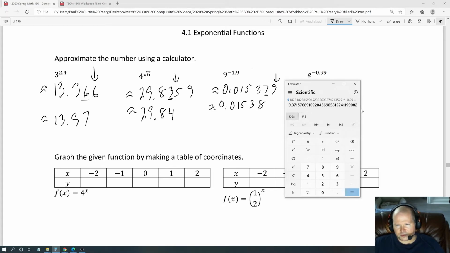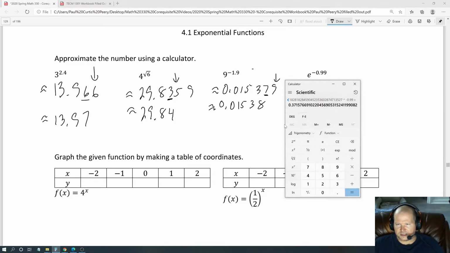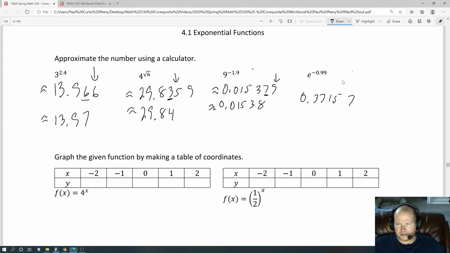So 3715 7. You can put some more in there if you want to, but it's plenty. How many did I put there? 1, 2, 3, 4, 5. Okay, cool. So I'm going to do 4 digits here. So I look to the right of it. There's a 7, which is 5 or greater. So I'm going to round up. So that turns the 5 into a 6.